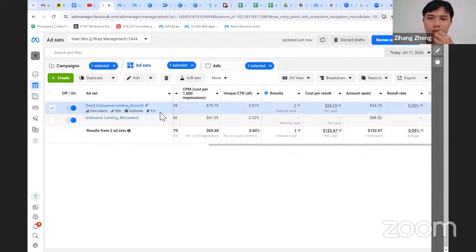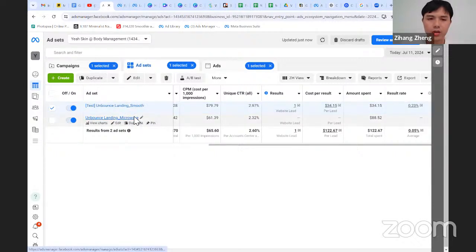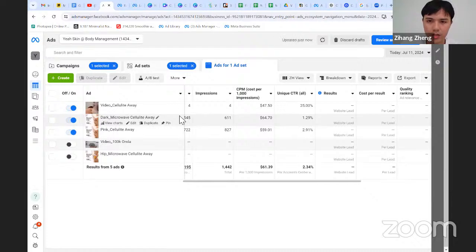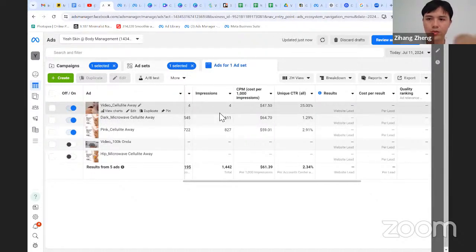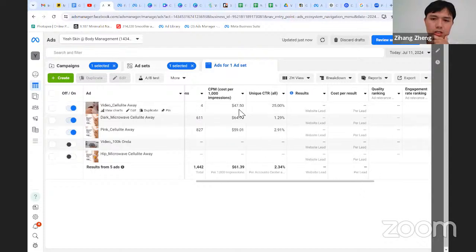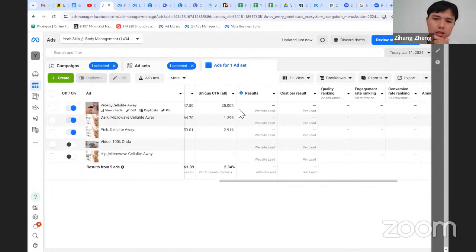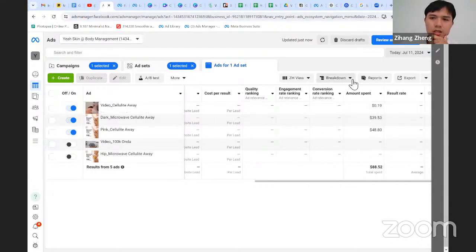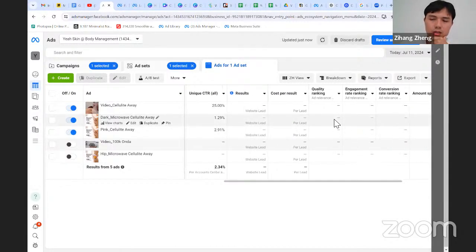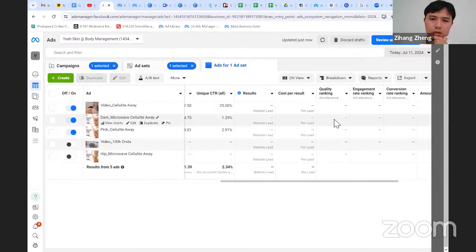Then for the cellulite one, we still got the old campaign, the old ad set that has been running since last week. This one coming in, yesterday the performance dropped. Today we have yet to convert a single one, and we've spent $88 already. So this one, what is your sense?